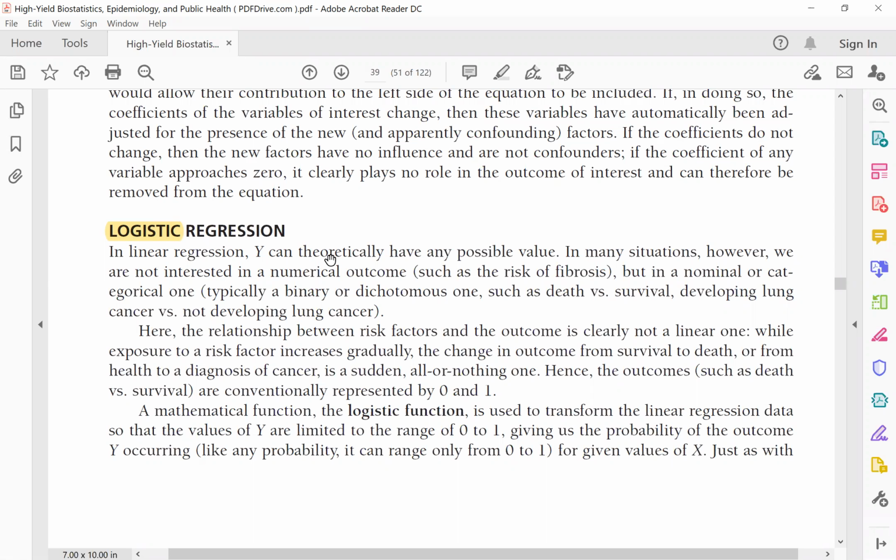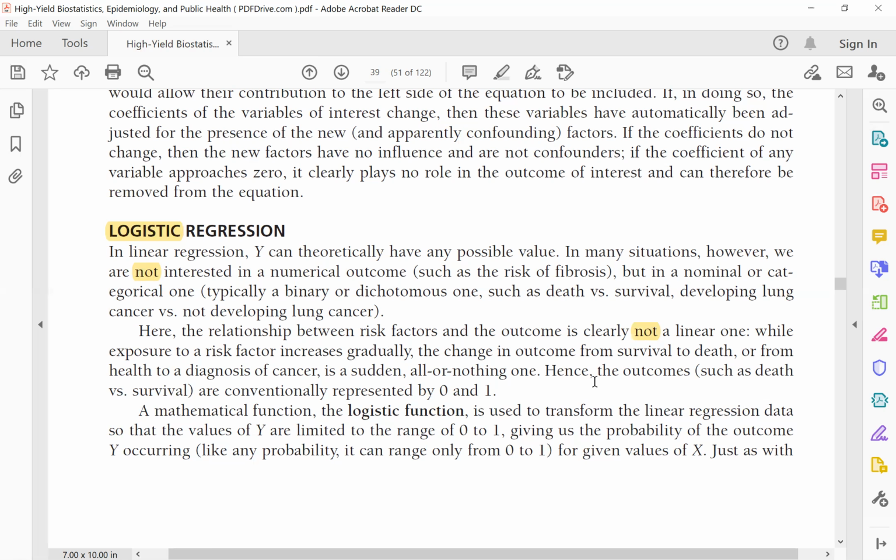typically a binary or dichotomous one, such as death versus survival, developing lung cancer versus not developing lung cancer. Here, the relationship between risk factors and the outcome is clearly not a linear relationship. While exposure to a risk factor increases gradually, the change in outcome from survival to death or from health to a diagnosis of cancer is a sudden, all or nothing one.